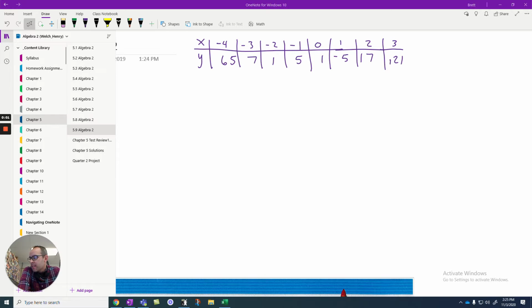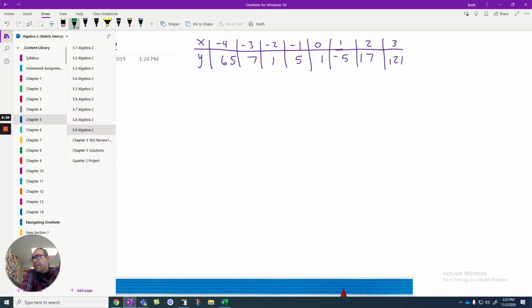Alright, hey guys, this is 5.9, and in 5.9 our goal is to be able to build polynomials. We spent all this time working with them, learning how to find where they cross the x-axis, learning how to tell their graph behavior, when are they up, when are they down. There's a lot of things that we were able to discover about them, but one thing we still haven't been able to do quite is build them.